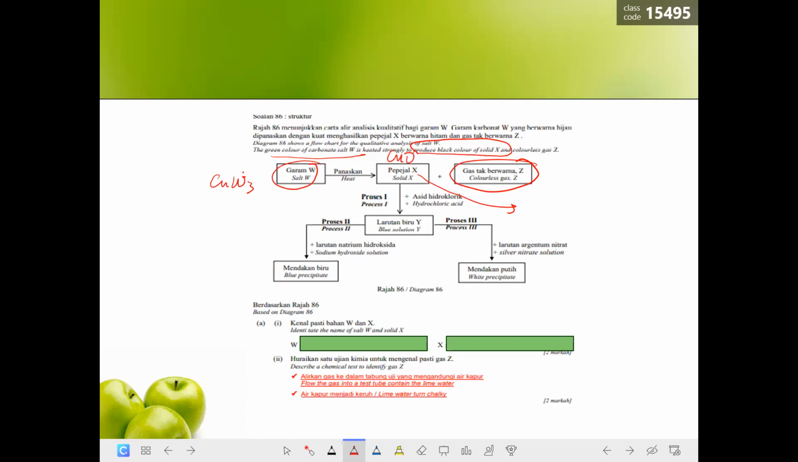What is my colorless? You know got a carbonate. What must my colorless be? Carbon dioxide. Very good. I get carbon dioxide. Okay, everybody got this in your mind. Very good. You know already that one.